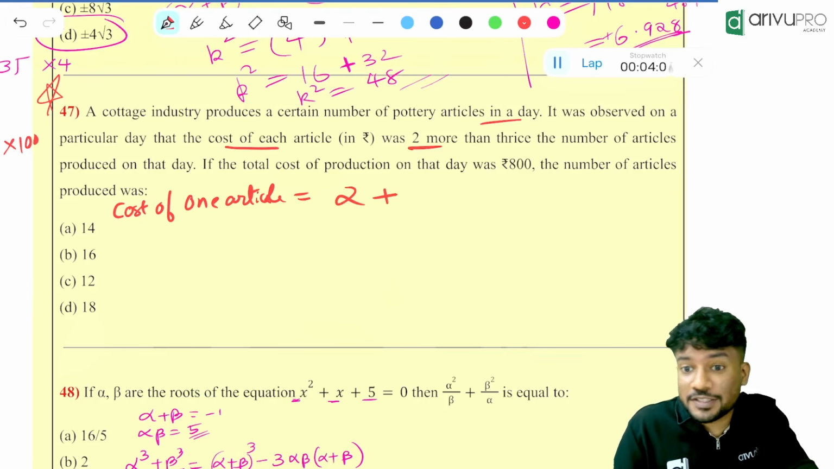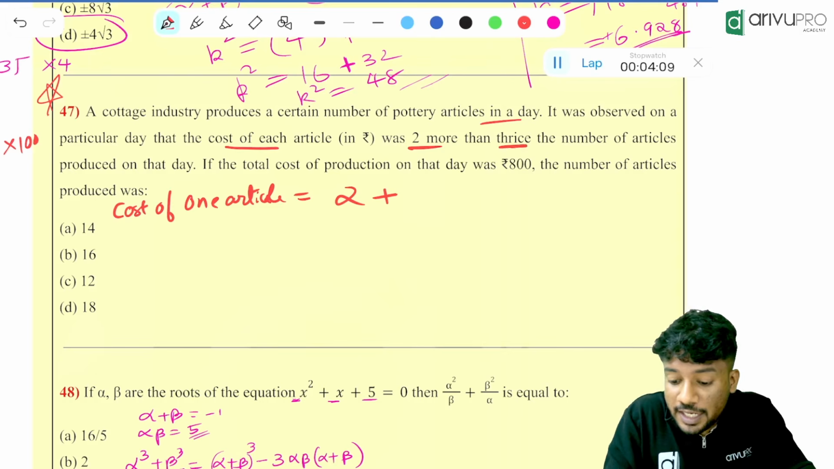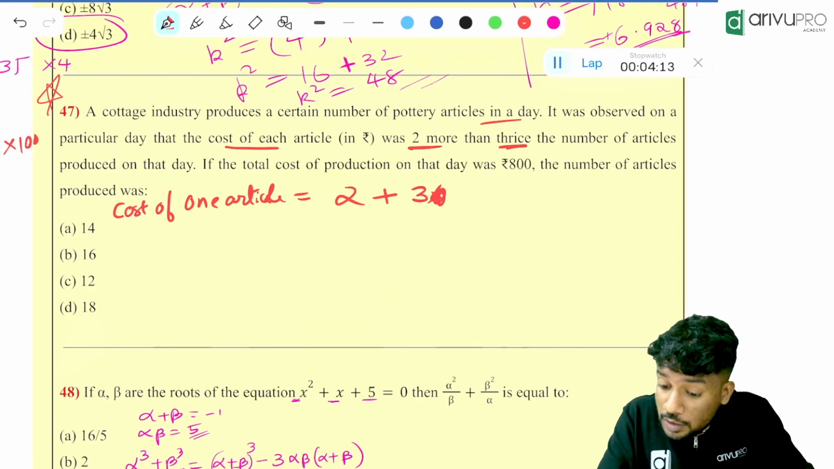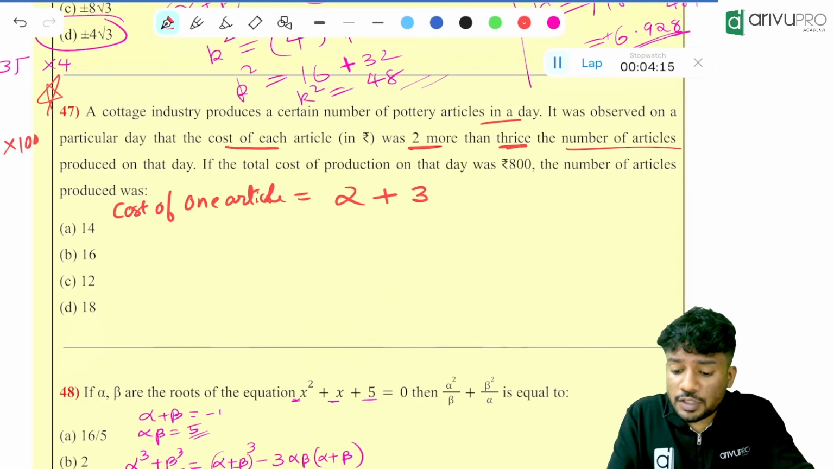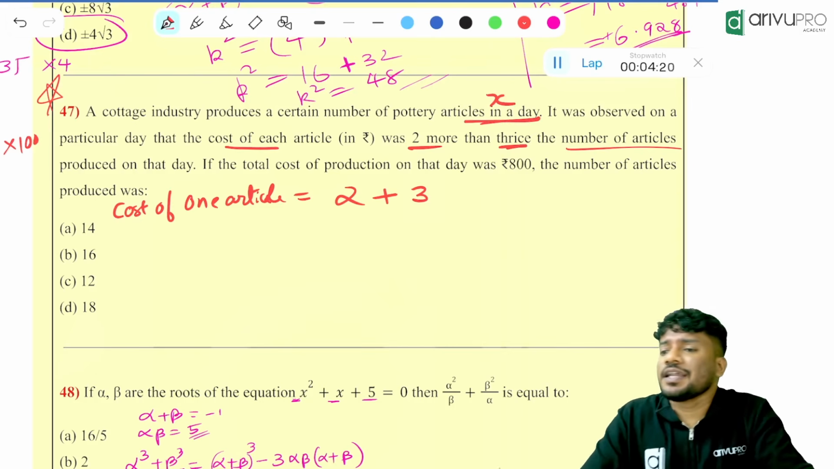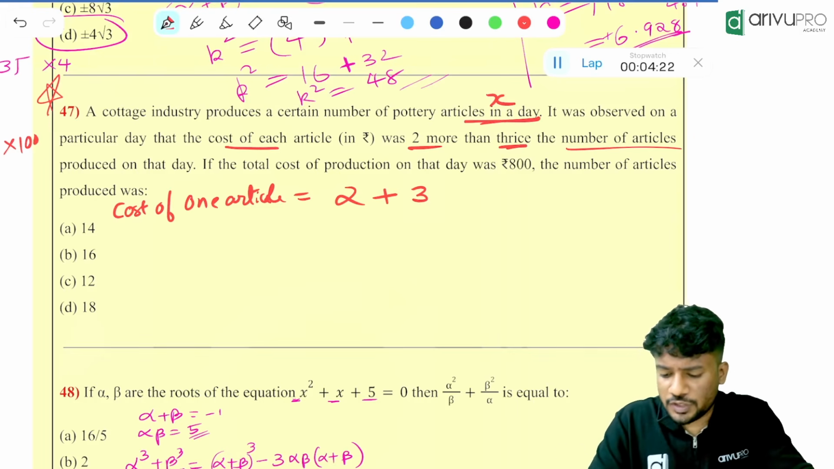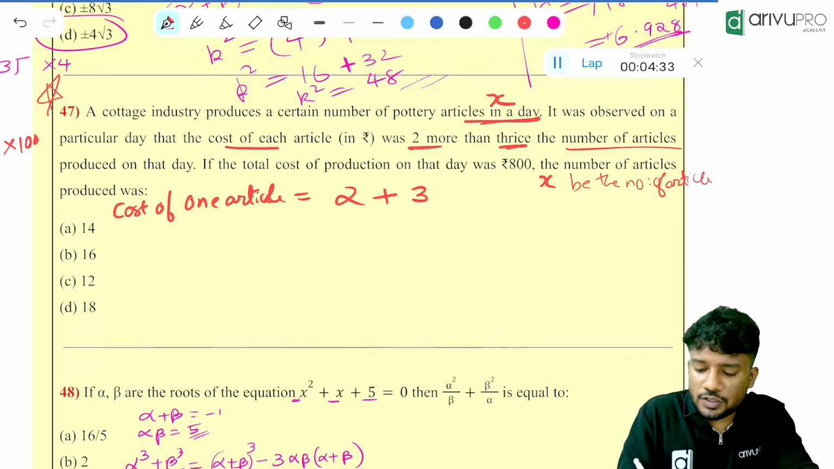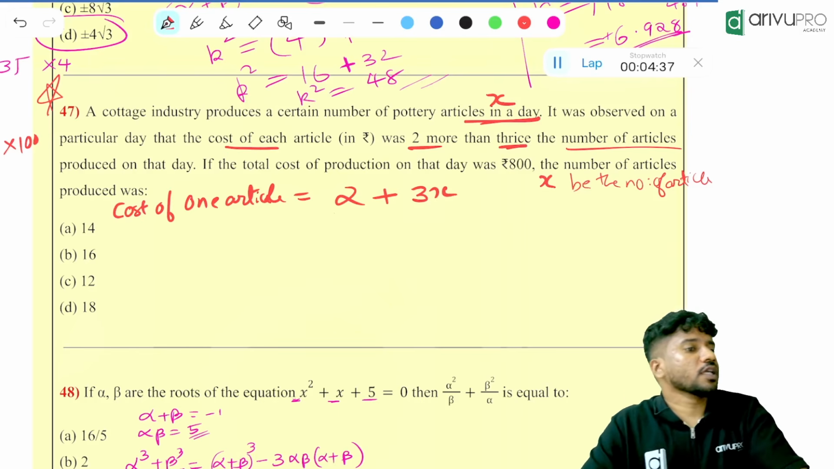Yesterday also I told you the same thing. 2 more than thrice. Thrice means 3 times. 3 into what? Number of articles. Do you know the number of articles produced in a day? We don't know, so we will put X. Let X be the number of articles produced in a day. You can make a note of it. That means 2 plus thrice the number of articles becomes 2 plus 3x.